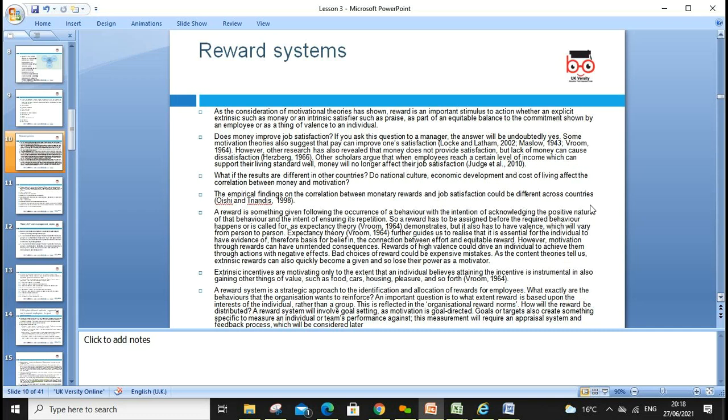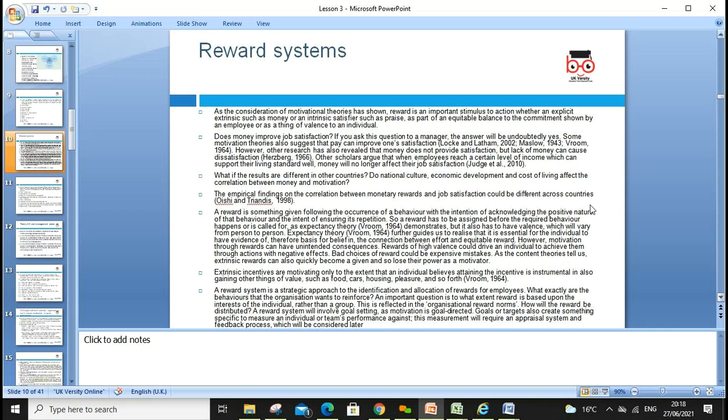Okay, then next we are looking at the reward system, which we need to understand. In considering the motivational theory shown, reward is an important stimulus to action, whether extrinsic, such as money, or intrinsic, such as praise. Yes, money is not the only part of the equitable balance of the commitment shown by employees and other things balanced for an individual. Does money improve job satisfaction?